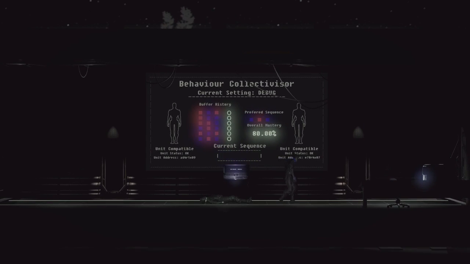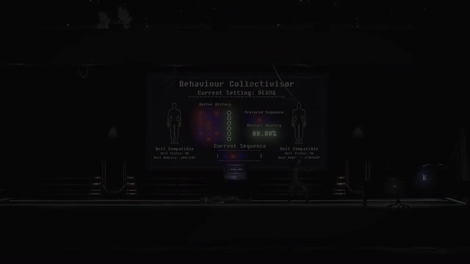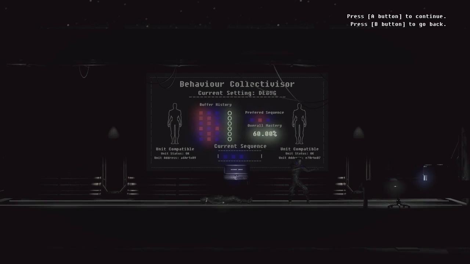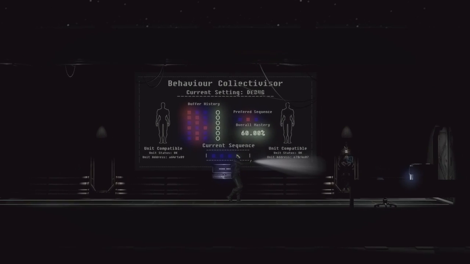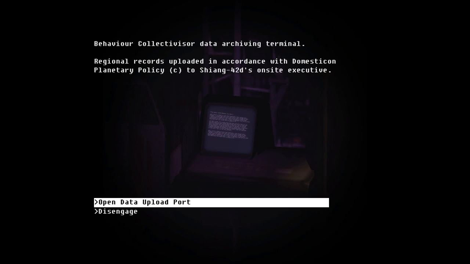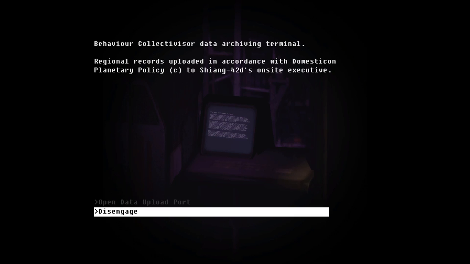I think I want the overall mastery to go down, actually, not up. A 60%? I mean, that seems acceptable, right? What is this? Behavior Collectivizer Archiving Terminal. Regional records uploaded in accordance with on-site objective. Open data upload port.